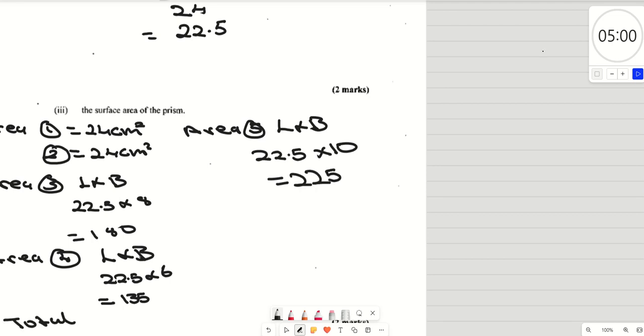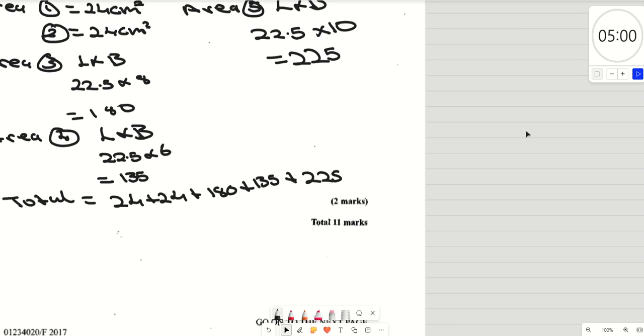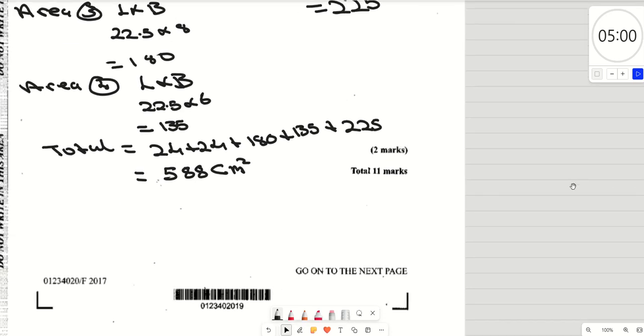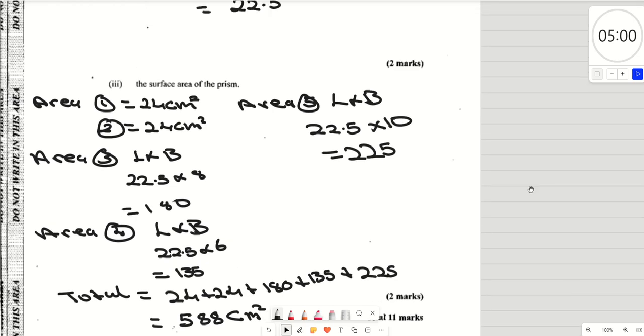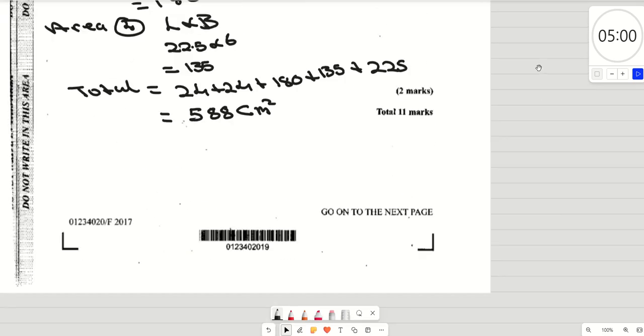So my total surface area will be, adding all of this up, 24 plus 24 plus 180 plus 135 plus 225. When you add all of this up, you're going to get 588 centimeters squared. And that is how you would do this last question. And that's the end of May-June 2017.